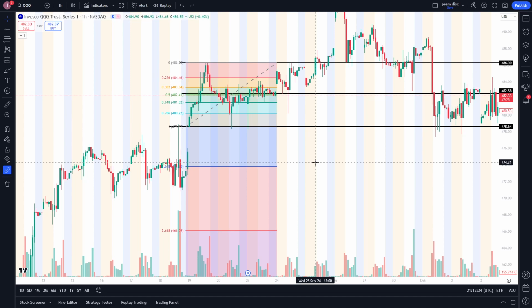And what are the key levels to look for? Equilibrium and the golden pocket retracement. These are going to be key levels to look for manipulation occurring and for ideal entries.